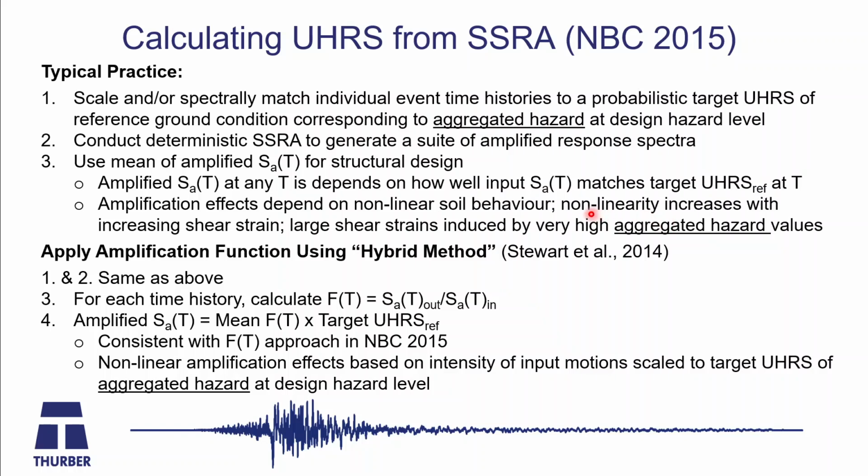And this is the same problem that has been identified with the approach in 2015, where everything was based on site class C. That was the only probabilistic hazard value generated. So that was the basis for figuring out what the amplification factors were. So another method that would be similar to, or certainly consistent with NBC 2015, would be what's called the hybrid method, which Stewart et al.